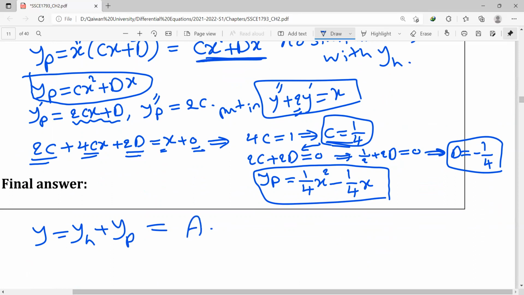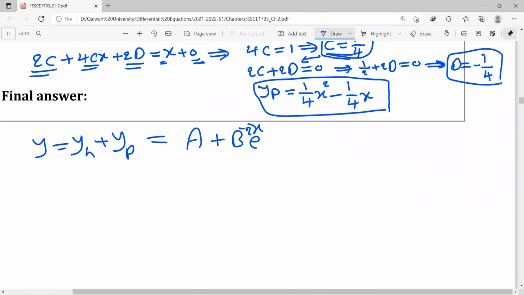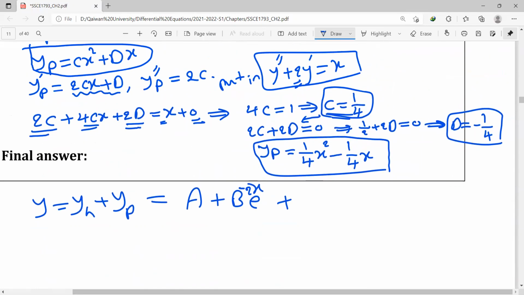YH is a plus b e to the power minus 2x, sorry, plus the particular solution. In the particular solution, we should find the values of constants. How? By taking the derivatives and then substituting them into the differential equation, comparing both sides, and the coefficients of both sides for x squared and x and so on must be equal. Then we get the values of constants. After finding the values of constants, we return them to the chosen particular solution.